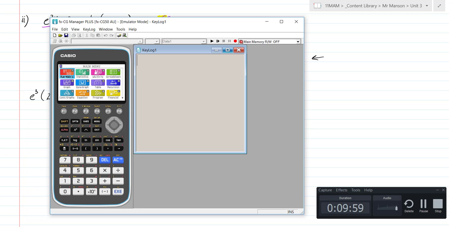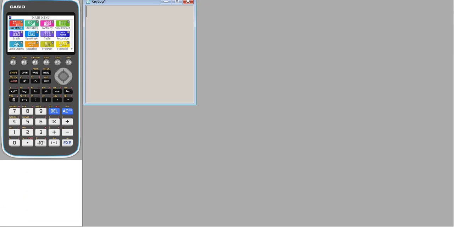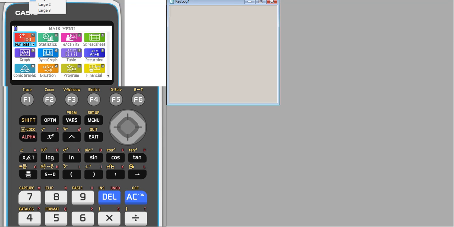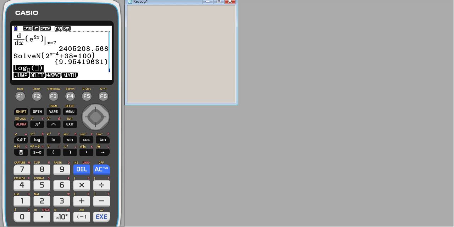So personally, I think it's important here, I'll just make this a bit bigger. I've made it too big, haven't I? There we go. There are a few ways of doing this in the calculator. If I go into the run matrix, I can go into the equation solver, but the run matrix has most of what you want anyway. So I'll delete that, go into options and then calculate.